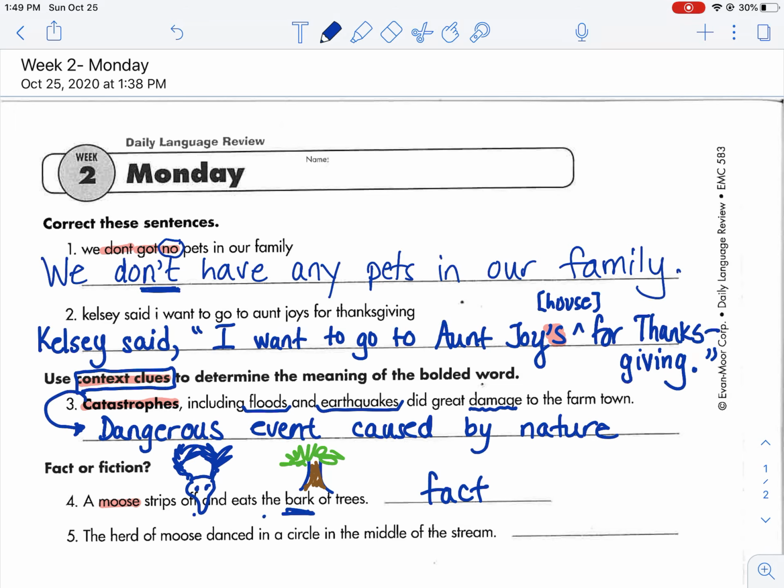That's how they eat. The next one is also about the animal of a moose, this time the plural. The herd, which means a group, the group or the herd of moose danced in a circle in the middle of the stream. Well, I don't really think they danced in the middle of the stream. A stream is water. Because of the language that is used here, I would say this is fiction and not factual.